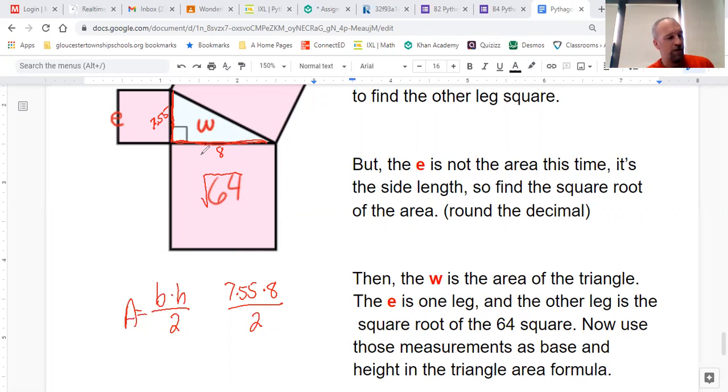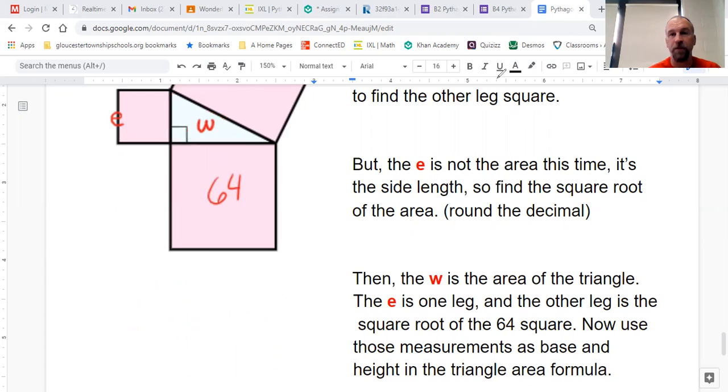So 7.55 times 8 and then divide by 2 gives me an answer of 30.2. That's the area for W. And that is how you're going to hopefully get through those puzzles in the escape room.